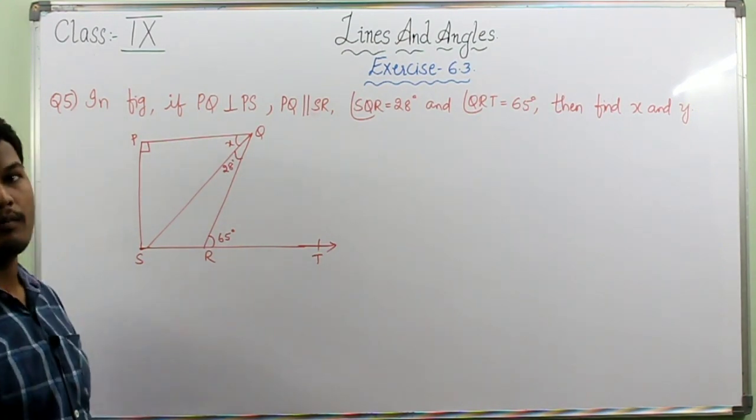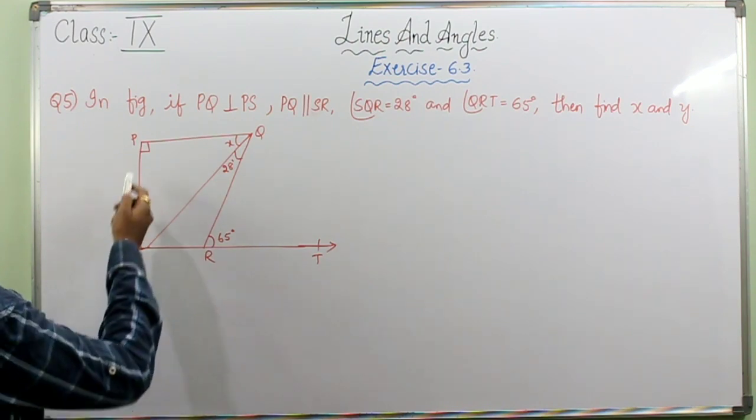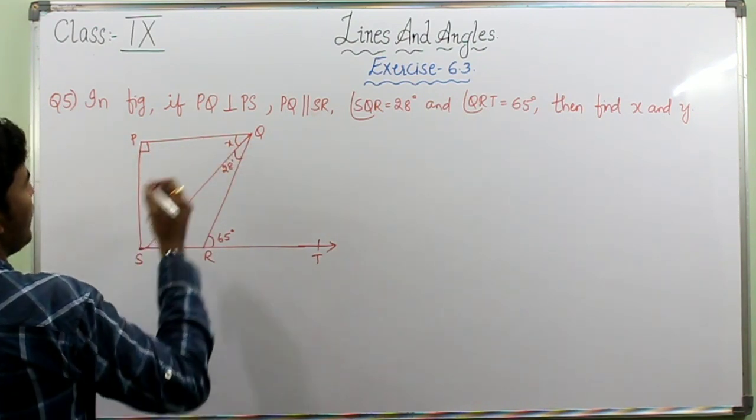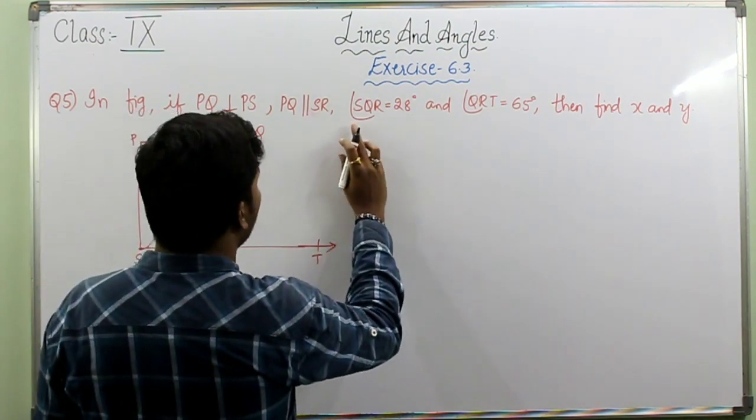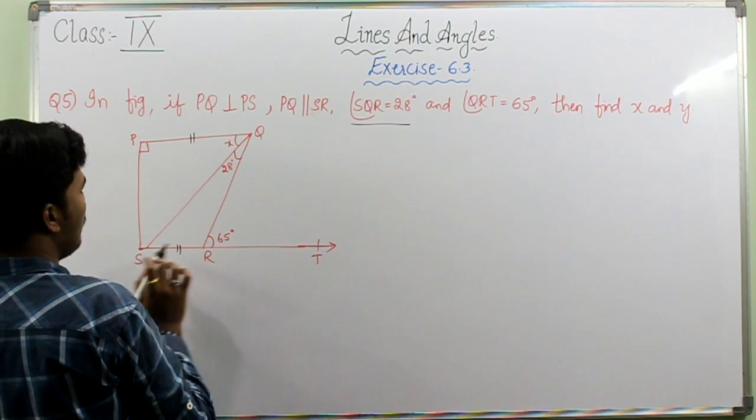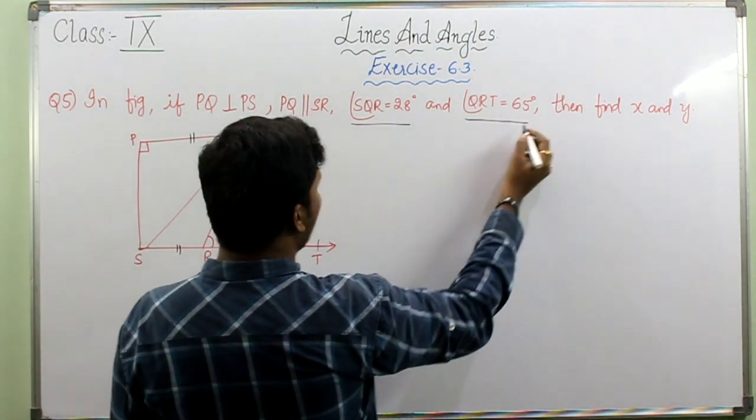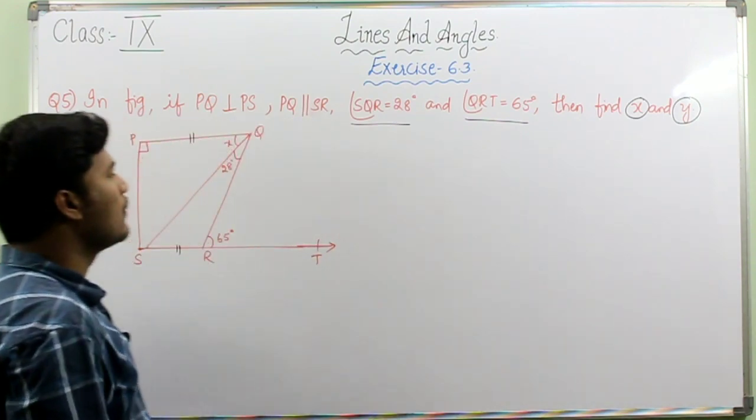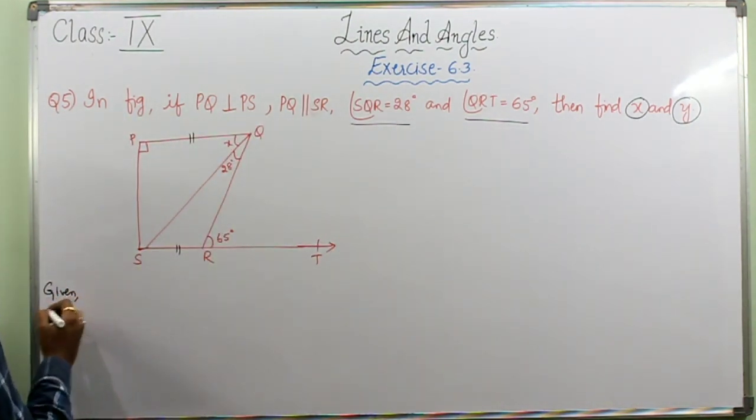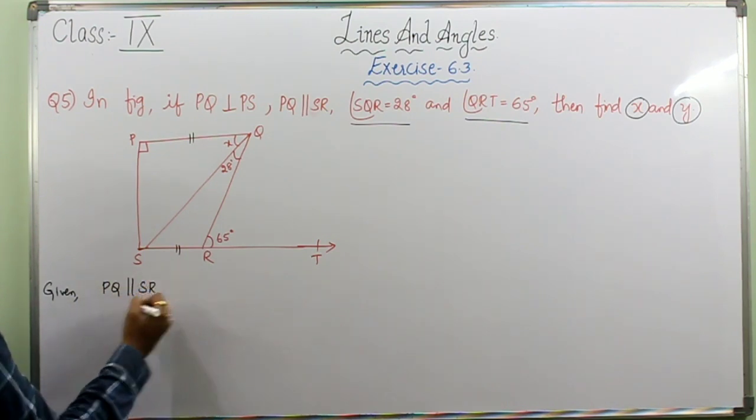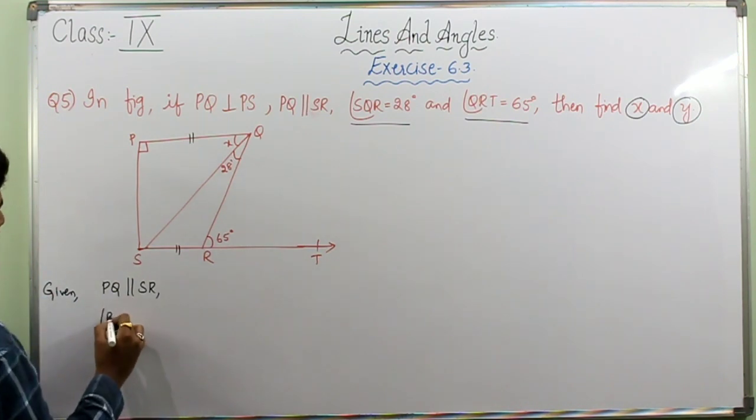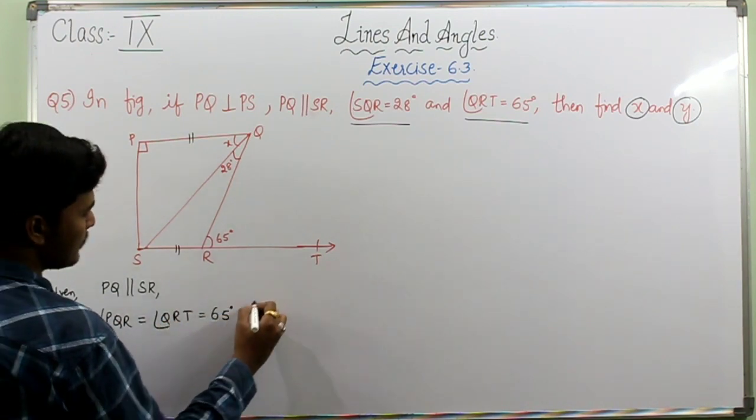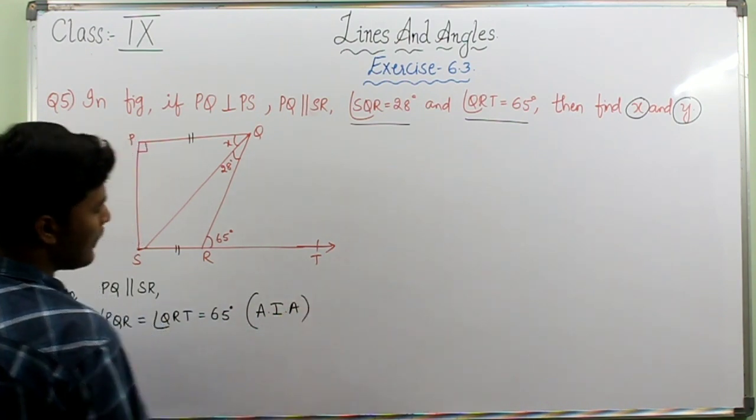Now let us discuss the fifth problem of this exercise. In the figure, if PQ is perpendicular to PS, and this PQ is parallel to SR, as well as angle SQR is 28 degrees, and angle QRT is 65 degrees, then we have to find the values of X and Y. What is given to us is PQ is parallel to SR. If this is parallel to this one, then what will we get? Angle PQR is equal to angle QRT is equal to 65 degrees. Why? Because alternate interior angles.